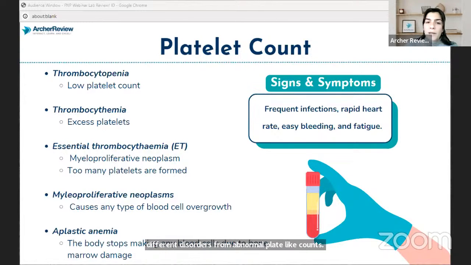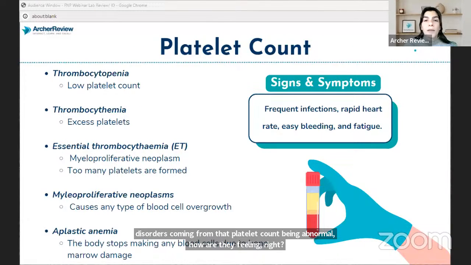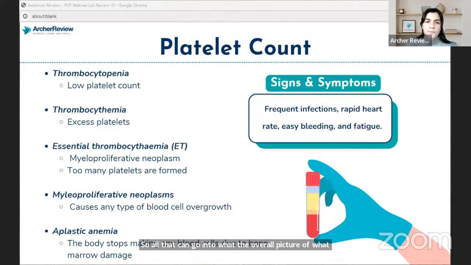But basically, we just want to make sure that we're looking for signs of infection. Is the patient having a low or rapid heart rate? Any bleeding disorders coming from that platelet count being abnormal? How are they feeling, right? So all that can go into the overall picture of what you're seeing on that platelet count coming back.